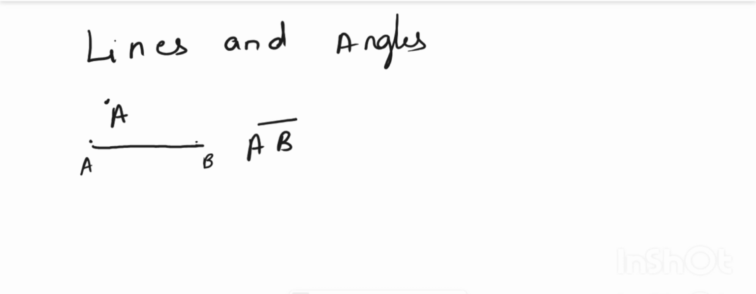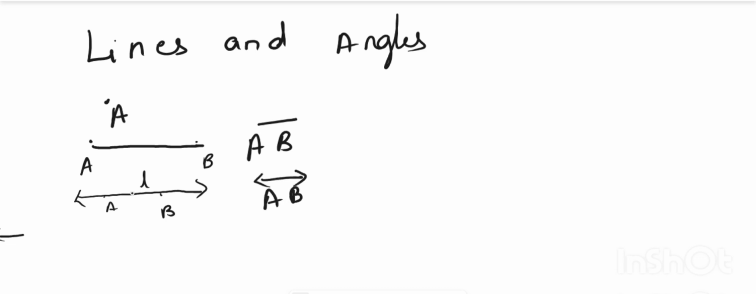Then comes a line. A line passes through 2 points A and B infinitely. Let's say this point is A and this point is B. We can name this line with whatever letter we like. Let's say this line represents L, and these dots represent A and B, and it can be written as AB bar with arrows.